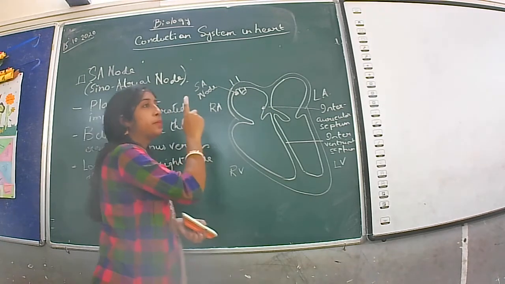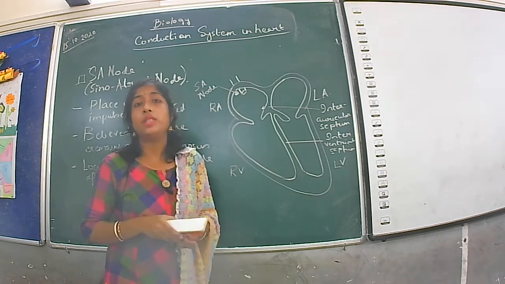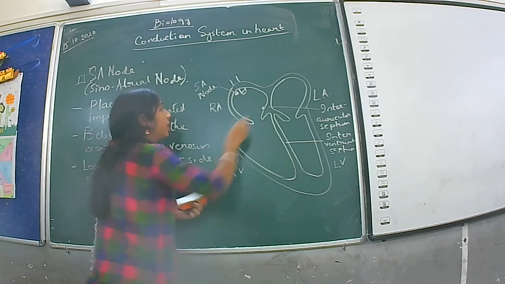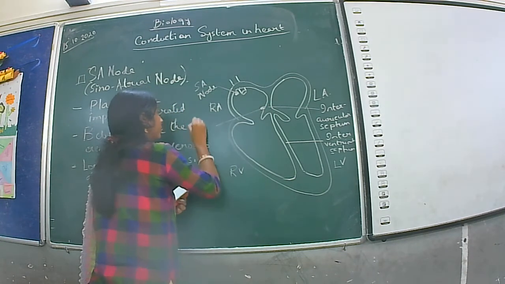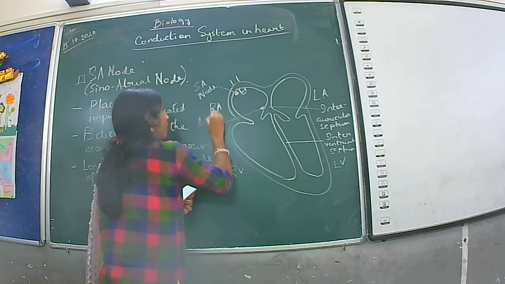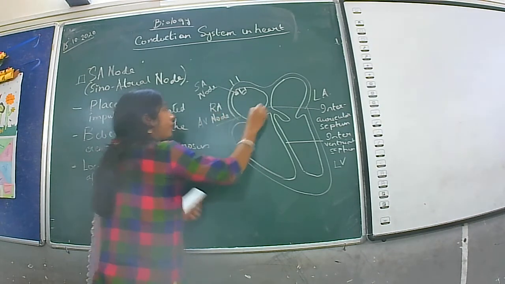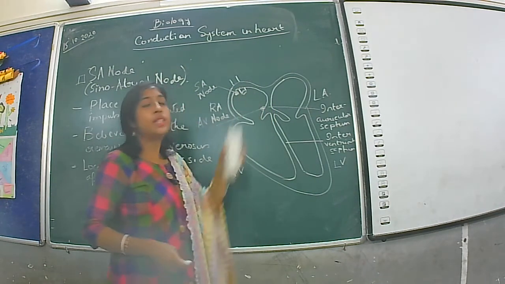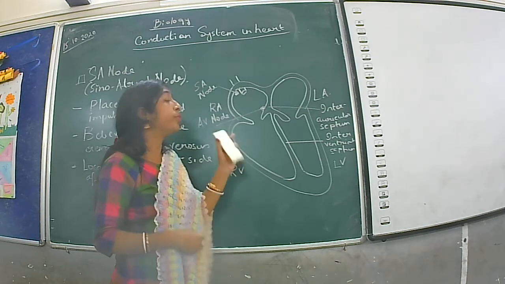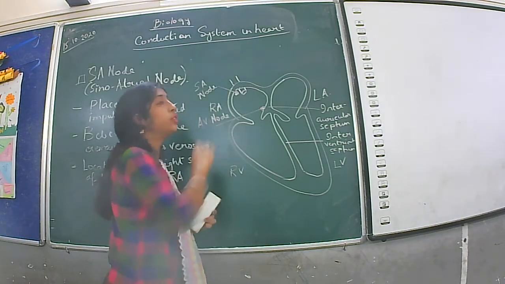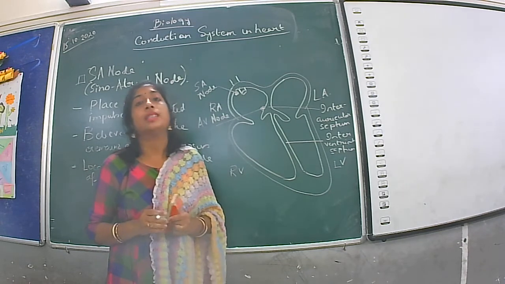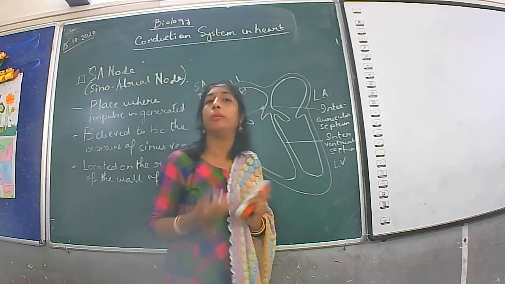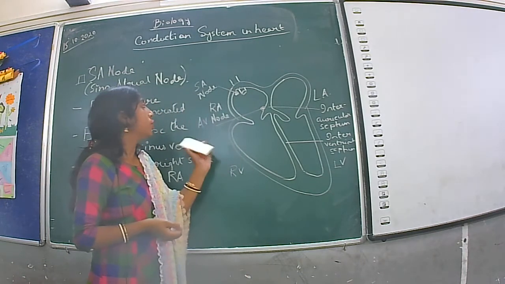Okay. Now what happens? The time taken for the impulse to reach from the SA node to the AV node. This is the AV node. Let me label this first. AV node. Okay, this one is the AV node. So the time taken for the impulse to reach the AV node from the SA node is 0.03 seconds. Okay, I will write it down, don't worry. Just listen to me first, then I am going to write down one by one.